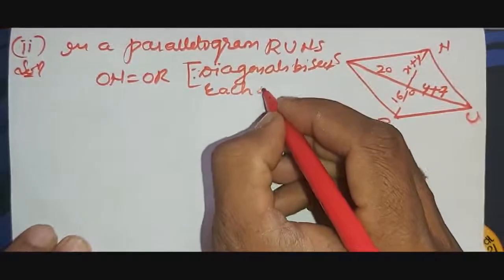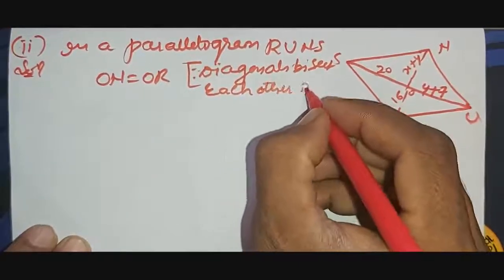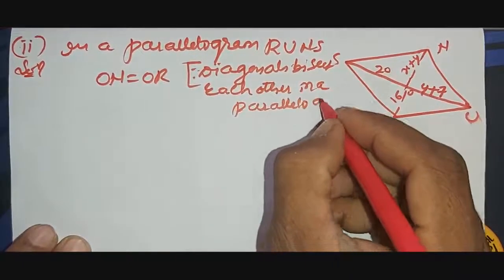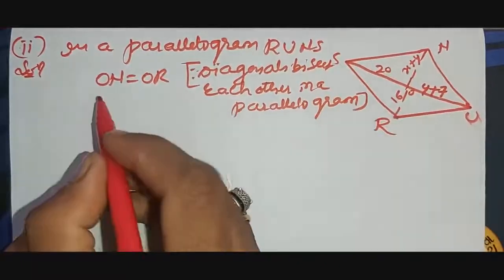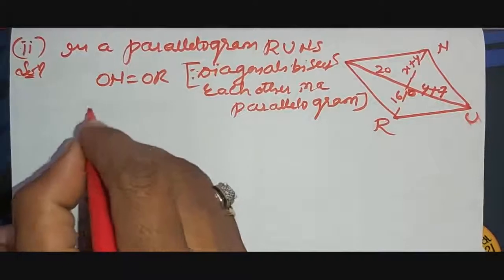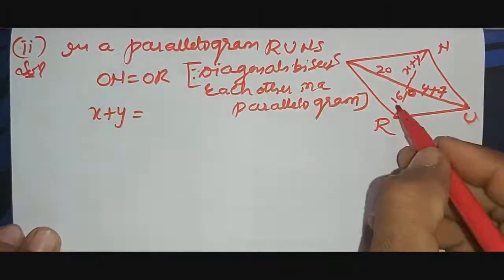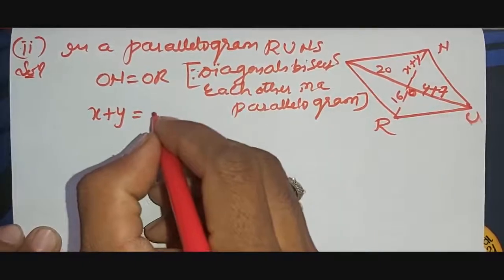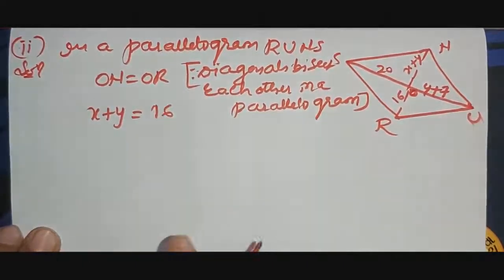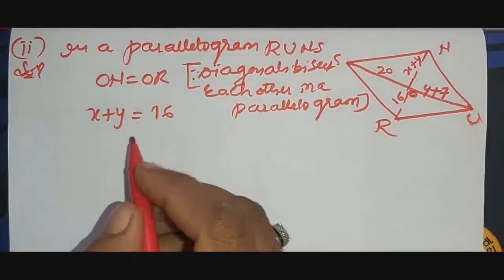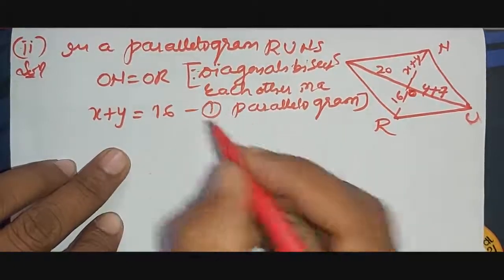Diagonals bisect each other in a parallelogram. In a parallelogram, taking O as the intersection point, ON is equal to x plus y, and OR is equal to 16. Take this as equation 1.